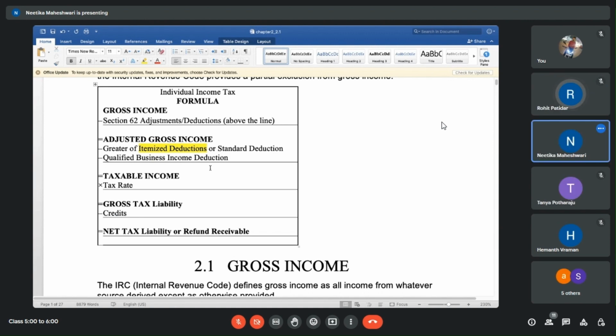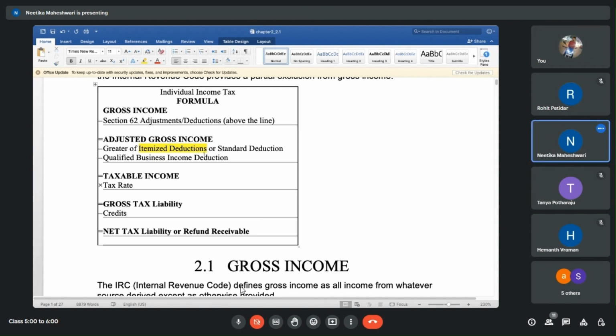Income from other sources. Give me some example of income from other sources. 8621. You need to tell about 8621 income. That is income from other sources. 8621 is one of the income.